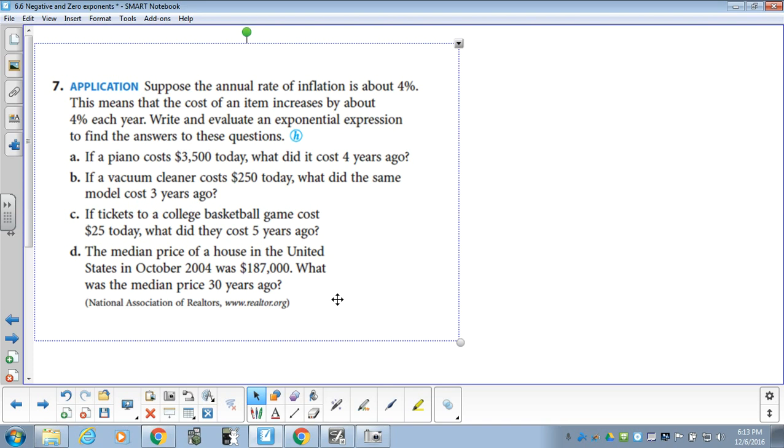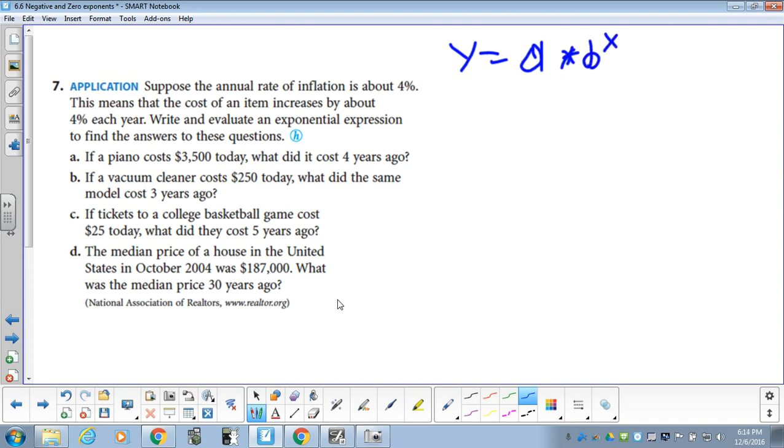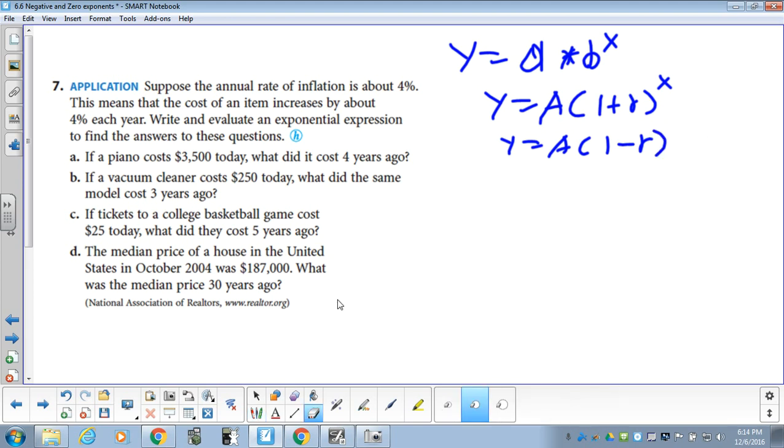All right, let's look. So if a piano costs $3,500 today, what did it cost 4 years ago? So we want to go back in time 4 years. So we have a negative exponent. So these are going to be in the format of y equals a times b to the power of x, which also could be y equals a times 1 plus r to the power of x, or y equals a times 1 minus r to the power of x, depending on if we got exponential growth or decay. Growth, decay. Hey, hey, what do you say? We're talking about a little decay.